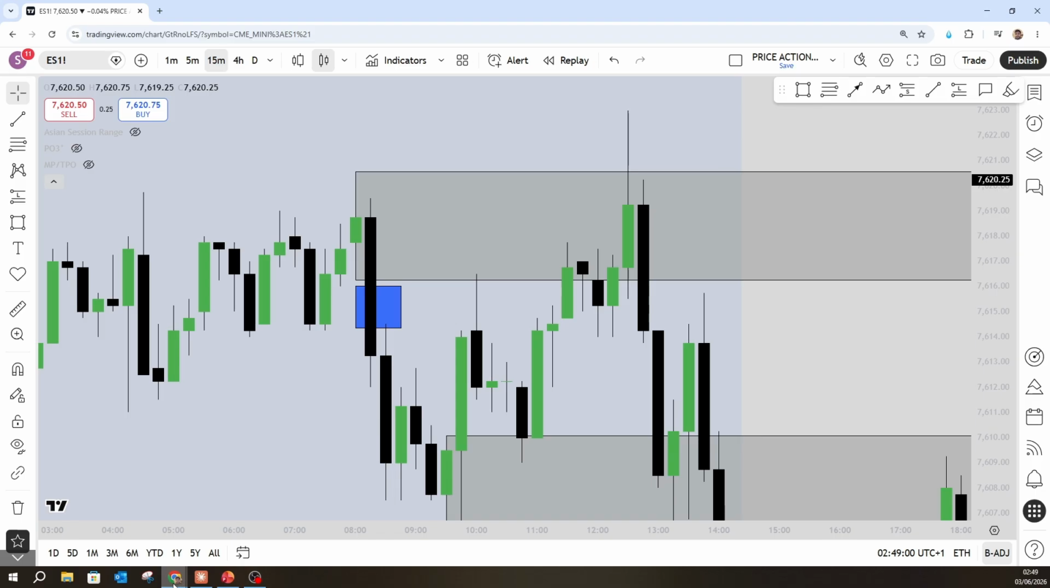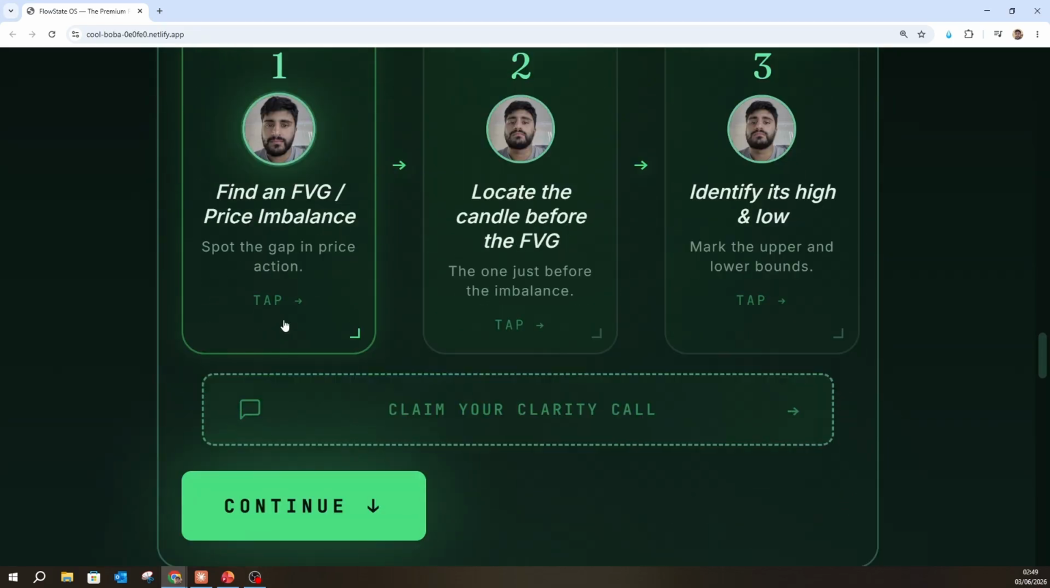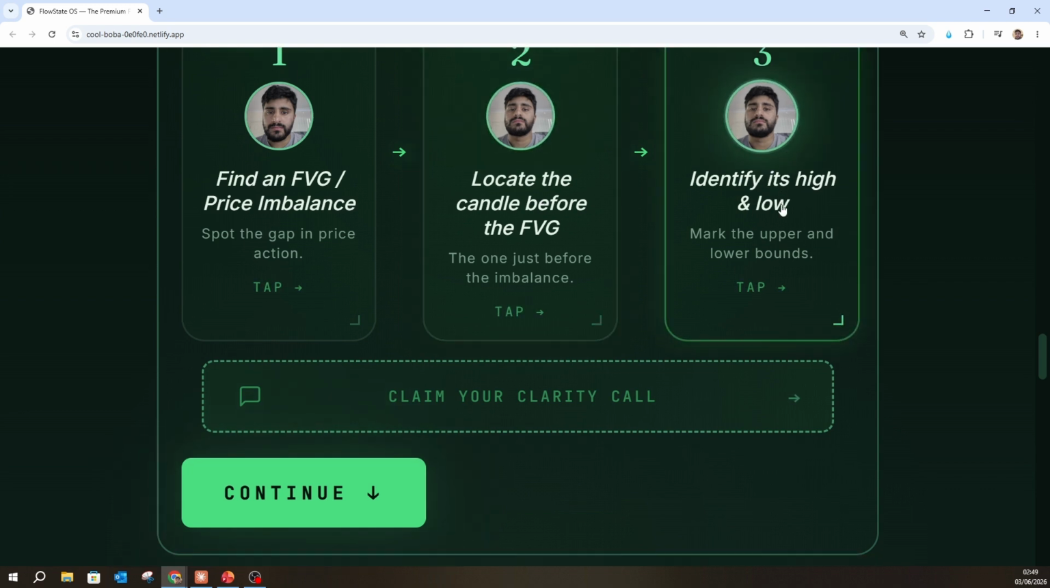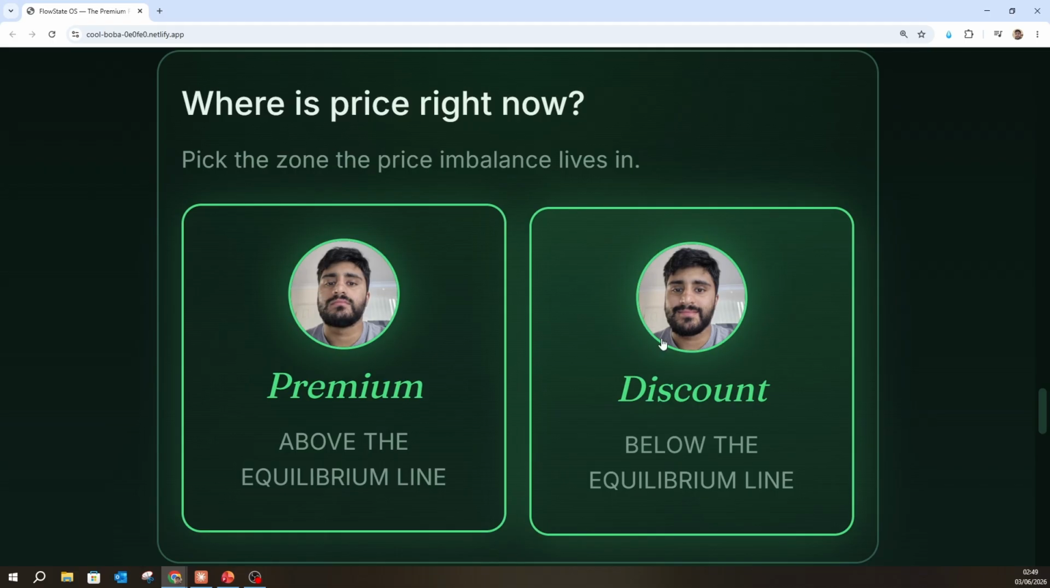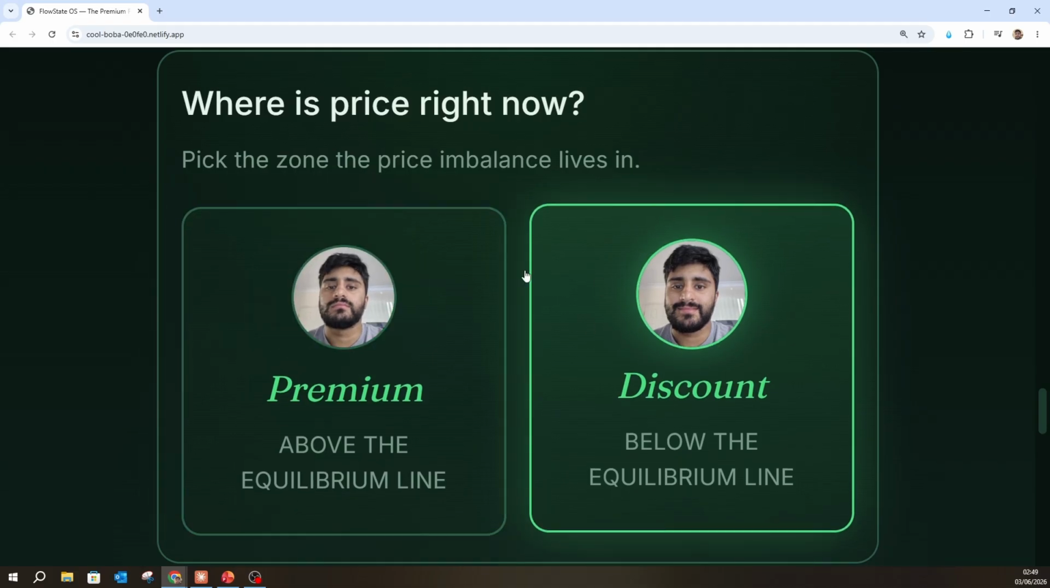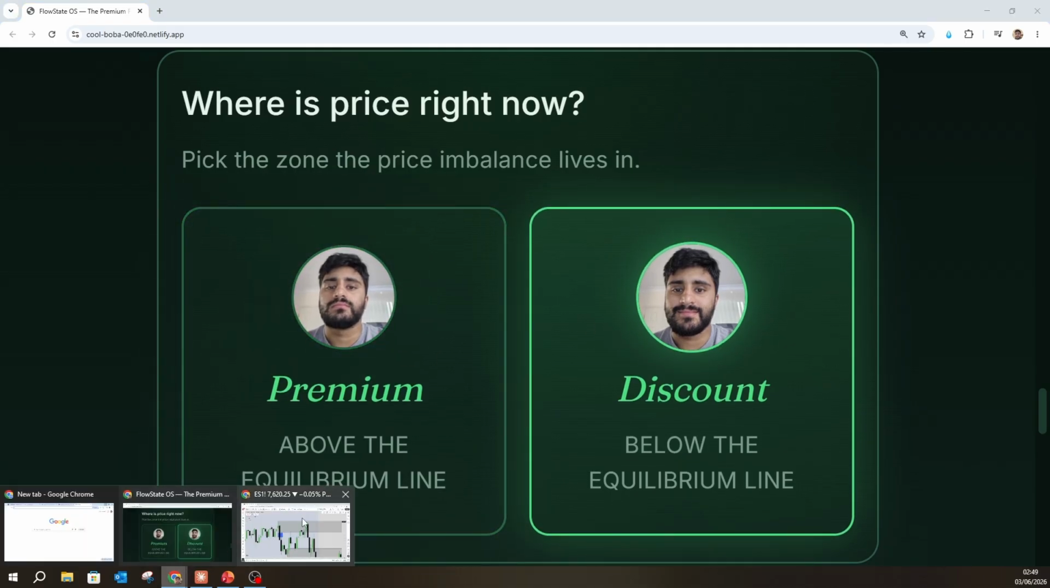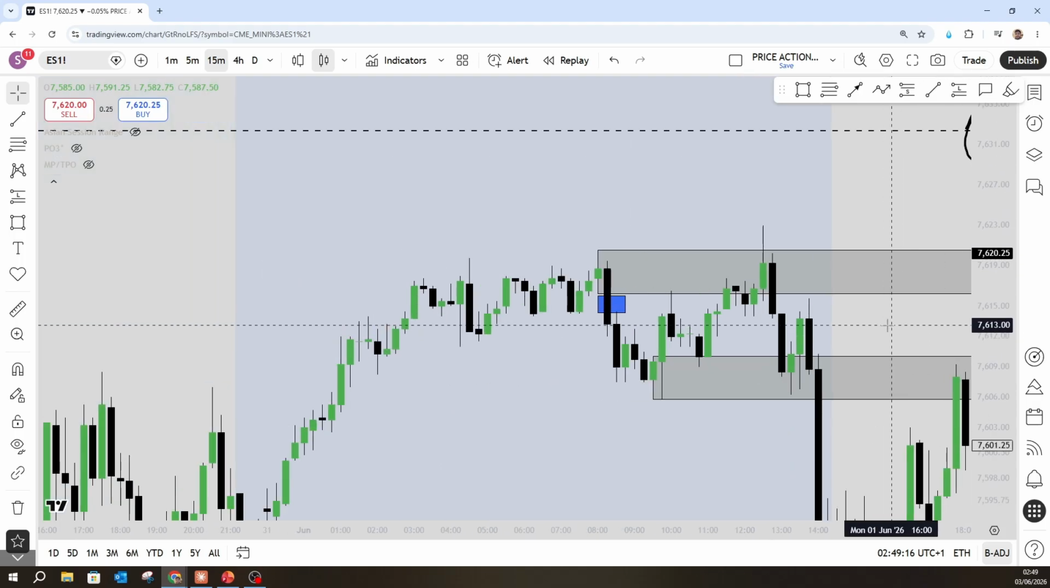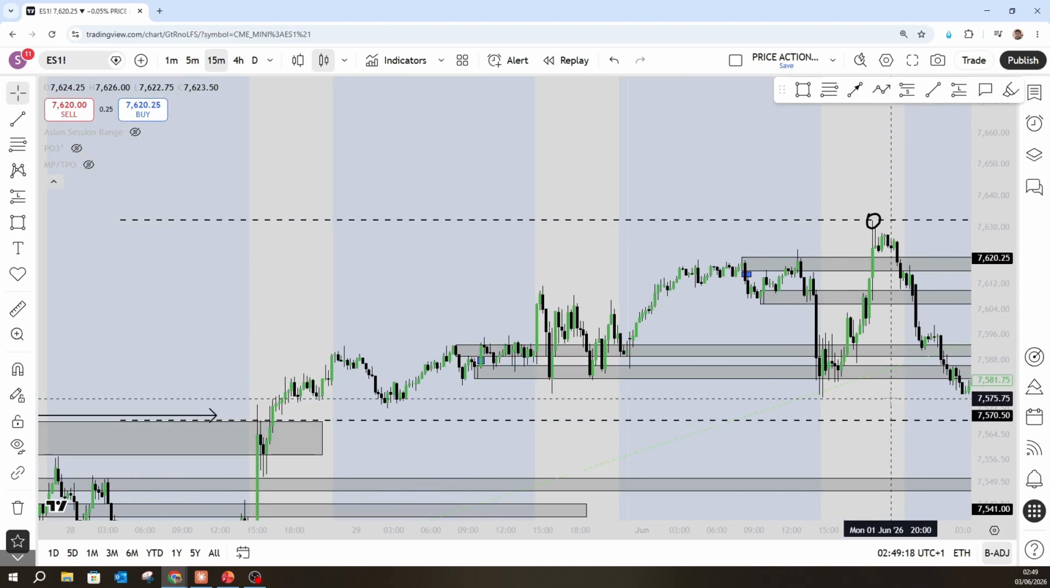So the system essentially tells you what to do. You want to find a price imbalance. You want to locate the candle before. Then you want to identify its high and low. And once you do that, you want to click continue. So are we in premium or are we in discount? Right, the system will prompt you to re-look at that because, of course, premium and discount is very important.